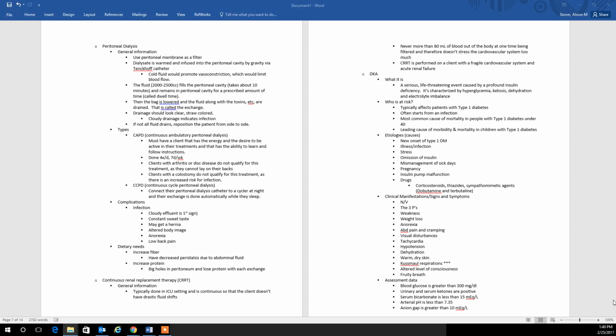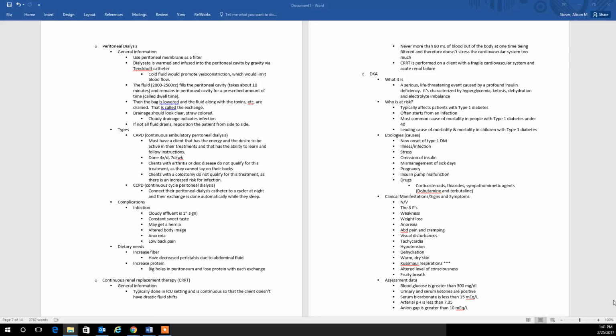In peritoneal dialysis, the peritoneal membrane is used as a filter. Dialysate is infused into the cavity through a catheter, and then it's drained. When the bag is lowered, fluid comes out. The drainage should look clear and kind of straw colored. If you see drainage that's cloudy, that indicates infection. That's a big deal. If not, all the fluid comes out in peritoneal dialysis.